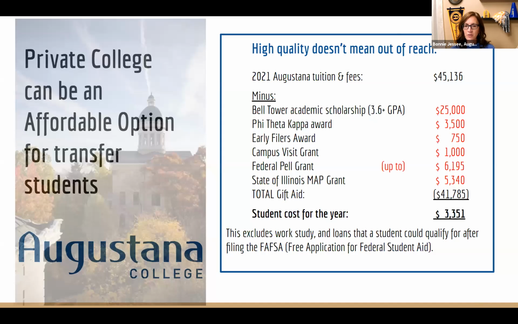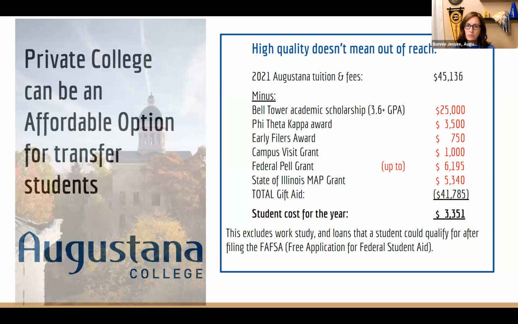So just giving you a quick snapshot, most students think of private college, I can't afford it, but it really can be an affordable option. So here's a quick snapshot. This would be a student who is a really high achieving student with a high need. Our 2021 tuition and fees is just over $45,000.